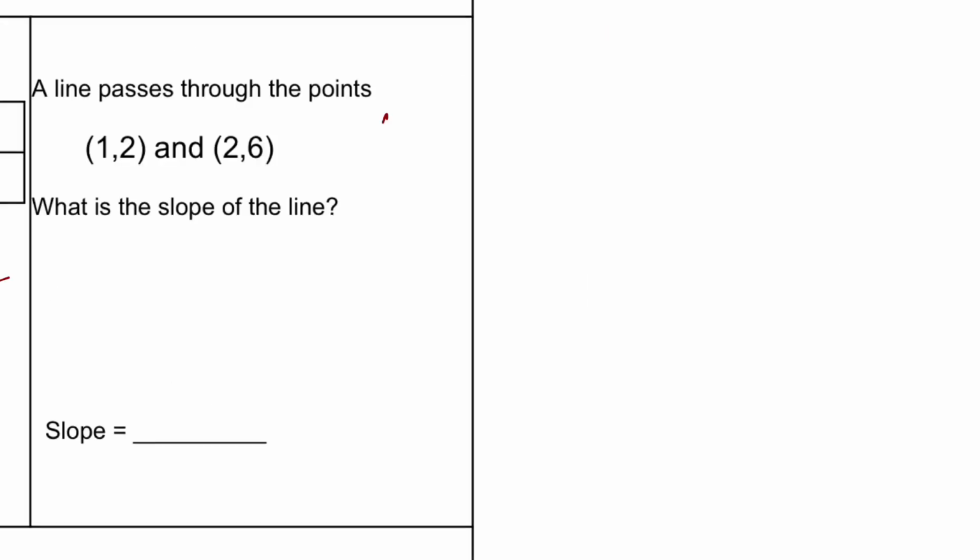To find this one, we take 6 minus 2 all over 2 minus 1, and that tells us 4 over 1. The slope is 4.